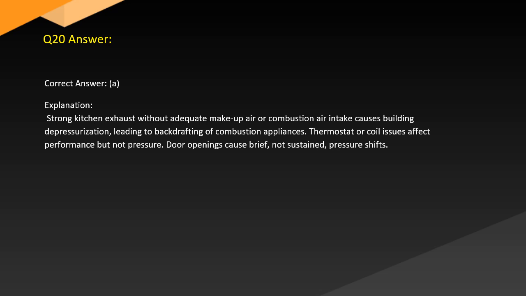Answer. Correct answer: A. Explanation. Strong kitchen exhaust without adequate makeup air or combustion air intake causes building depressurization, leading to backdrafting of combustion appliances. Thermostat or coil issues affect performance but not pressure. Door openings cause brief, not sustained, pressure shifts.